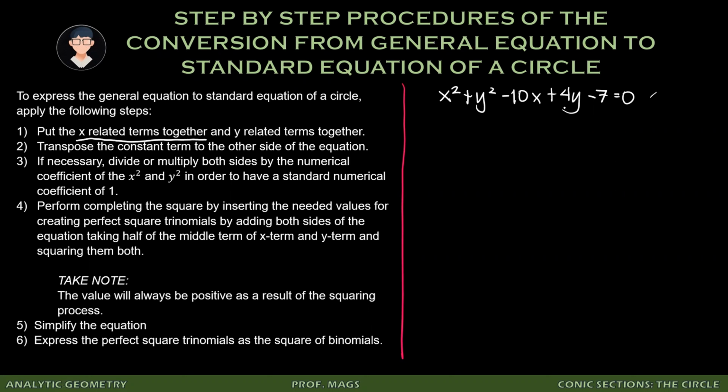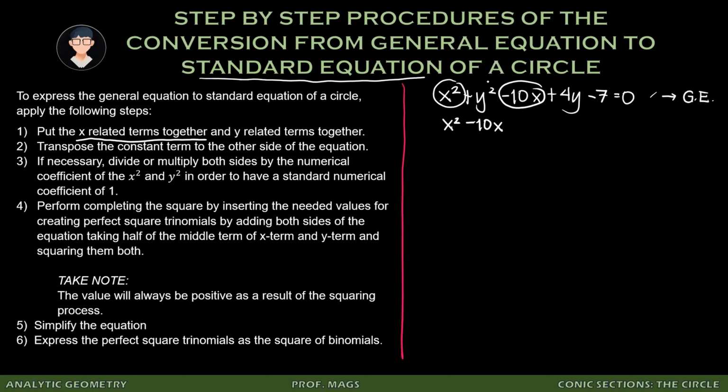x squared plus y squared minus 10x plus 4y minus 7 is equal to 0. We will convert this general equation to standard equation. So the first step is to put the x-related terms together. You will group them accordingly. So x squared minus 10x. Diba yun lang yung may x variable?